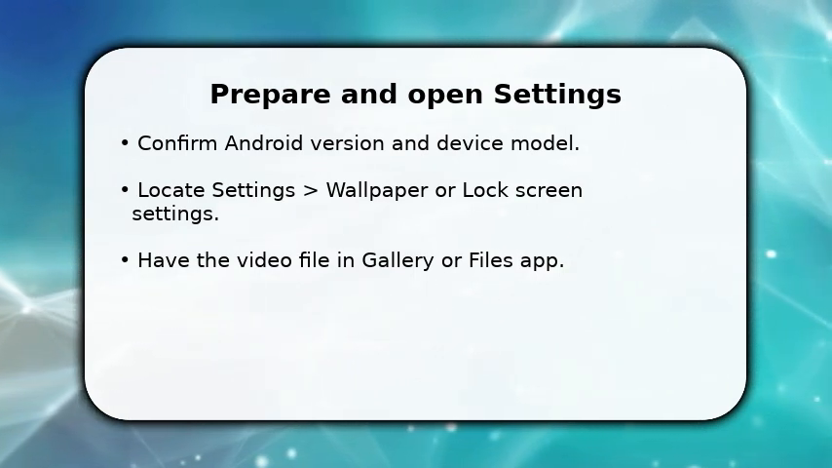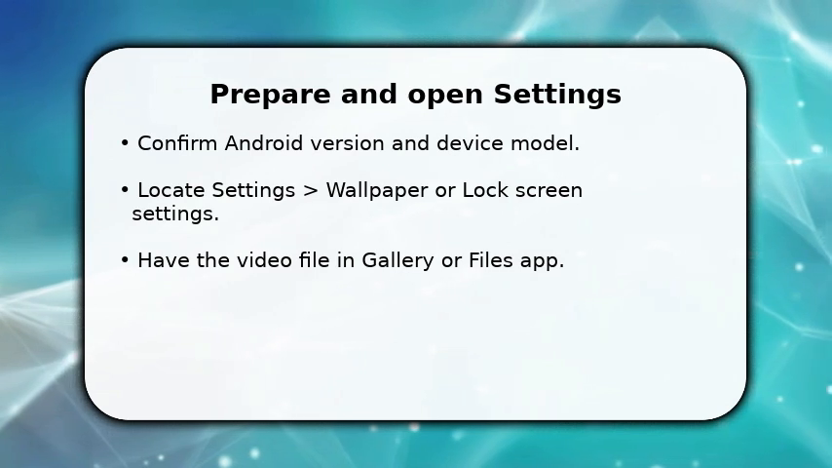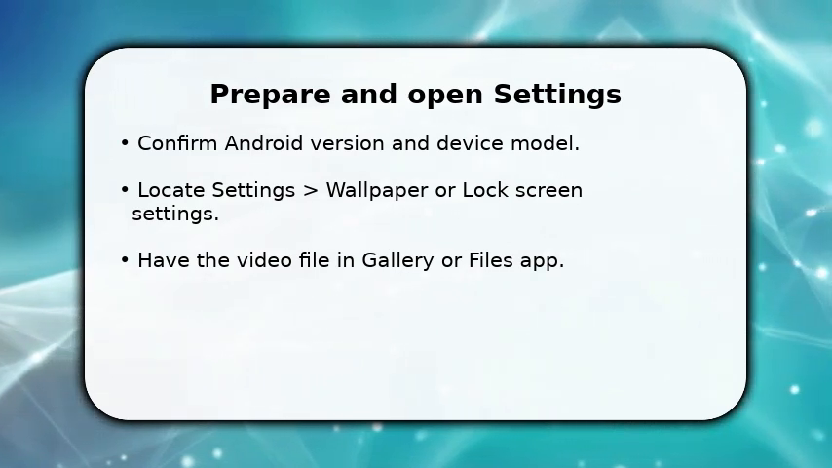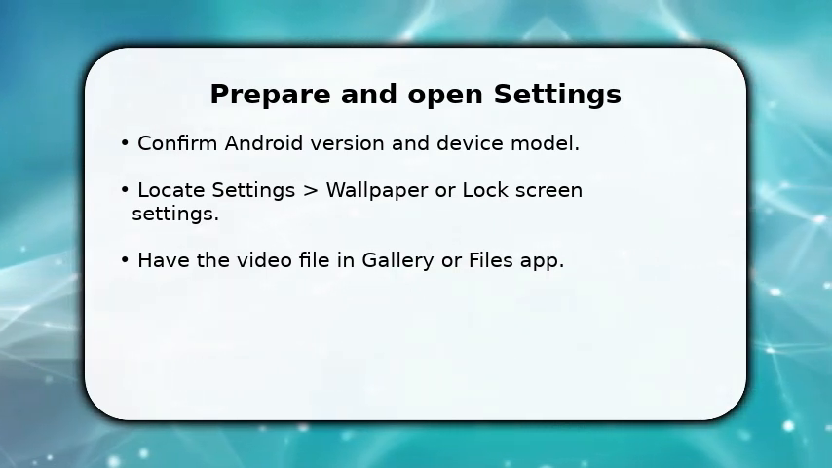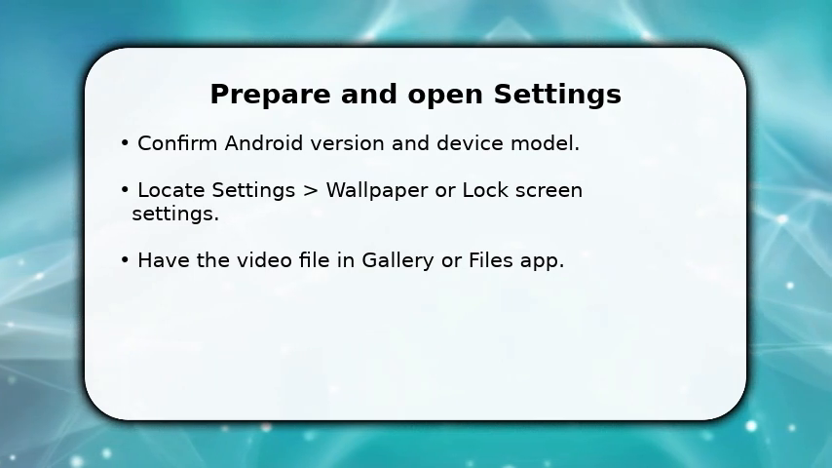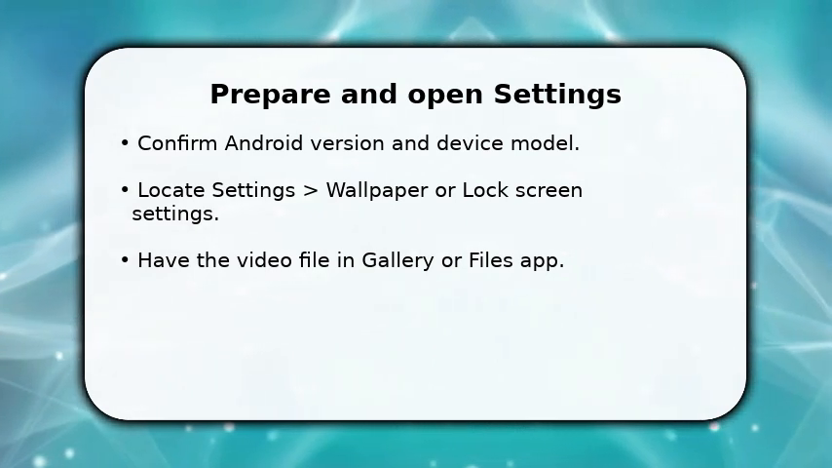Make sure the video you want is saved in Gallery or Files so it appears as a selectable asset. Once done, tap the Wallpaper or Lock Screen entry to proceed. This step exposes the menu where you can choose a live or video wallpaper option.